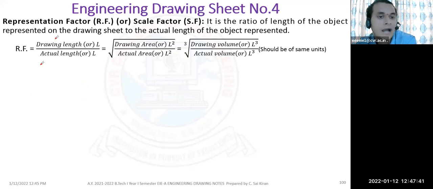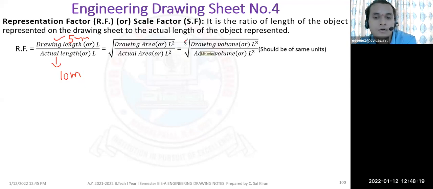Actual length: what is the drawing length you are making on the drawing sheet, by the actual length? Suppose the building length is 10 meters, and here we are assuming that this 10 meters I'm writing in terms of 5 mm. So if I draw a 5 mm line, it will represent 10 meters of dimension. The actual size is 10 meters of a building. In the numerator, I'm writing the dimension I'm taking here.